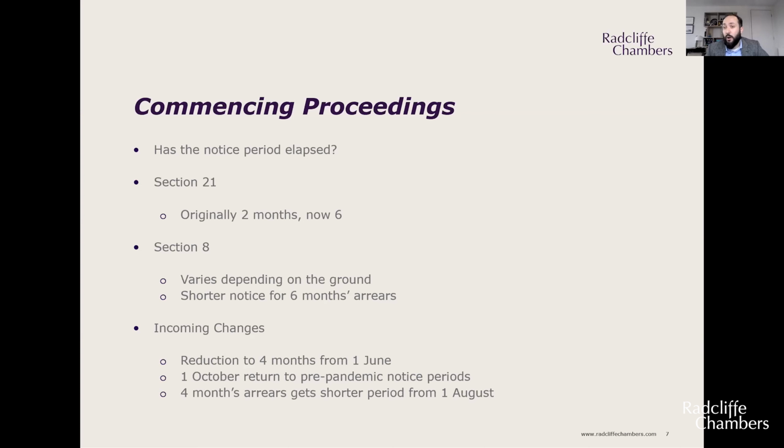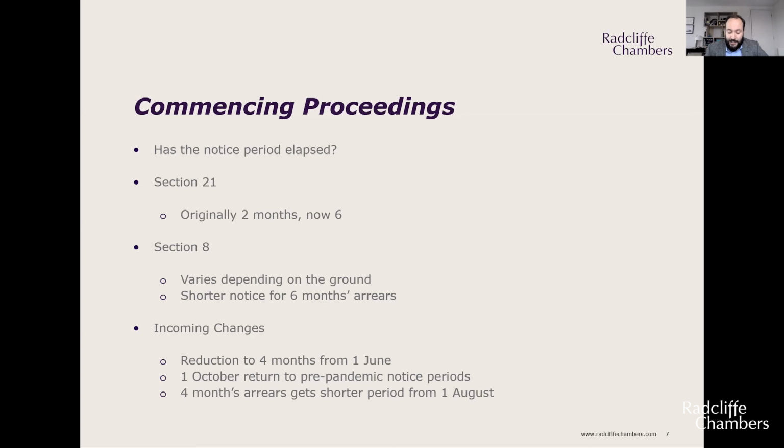Under Section 21, the notice period used to be 2 months. It then increased to 3 months during the summer for notices served 26th of March to 28th of August of last year. And then notices on or after the 29th of August are 6 months.